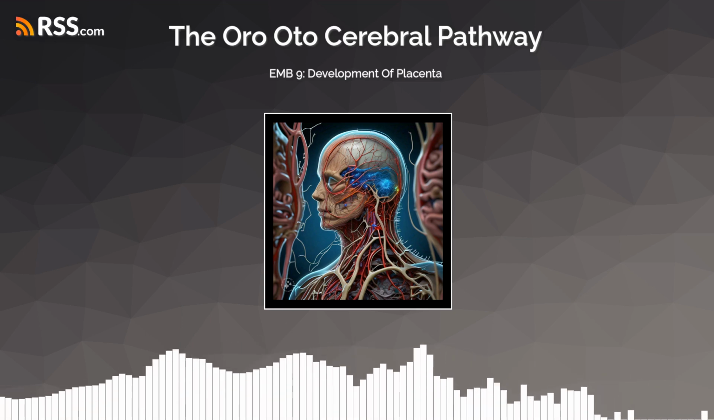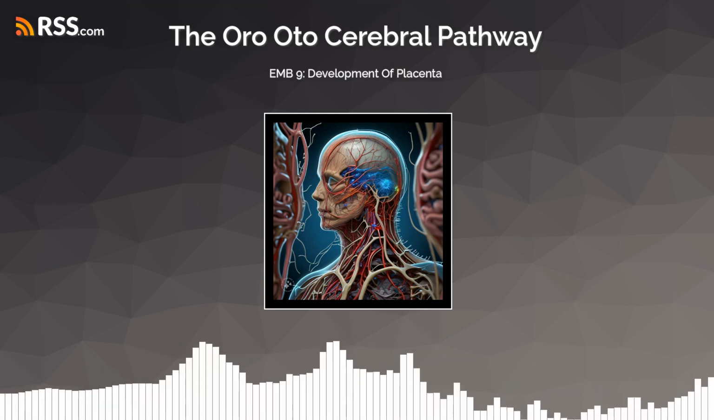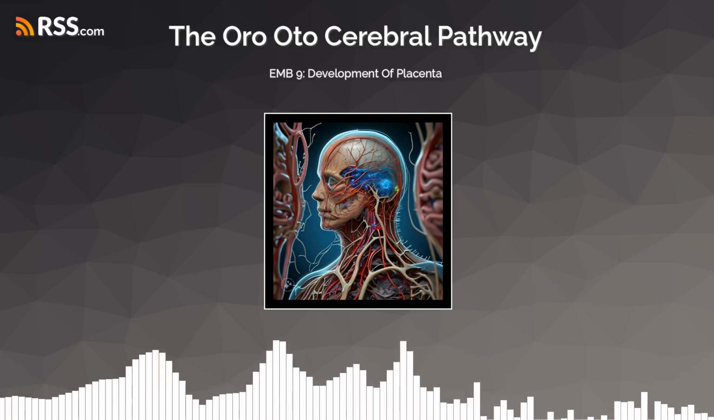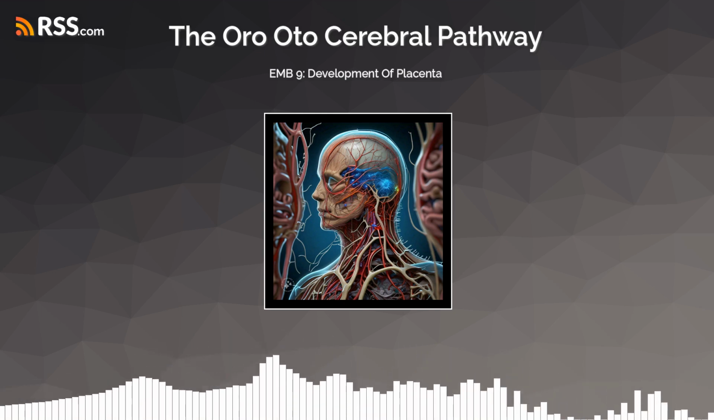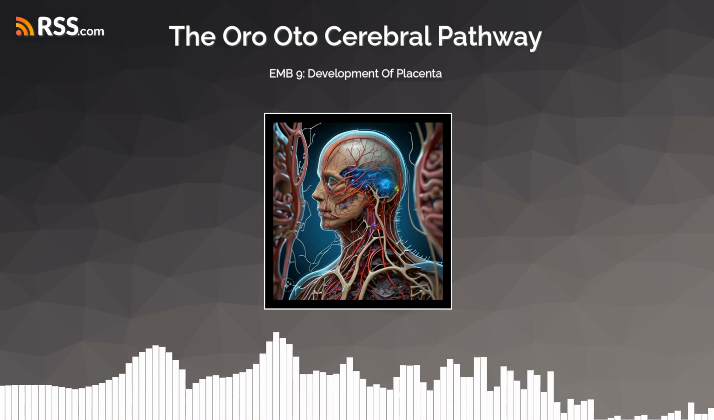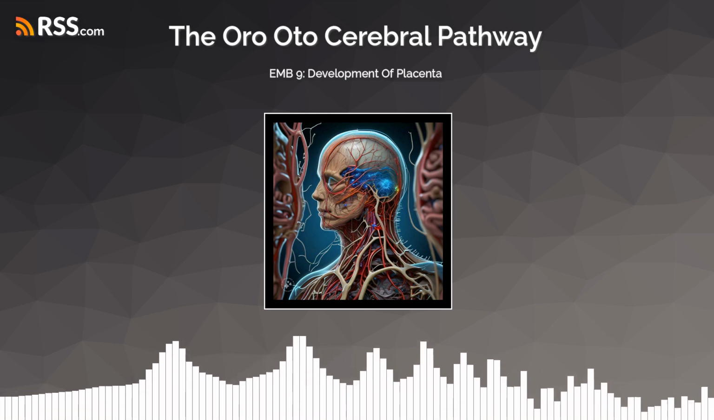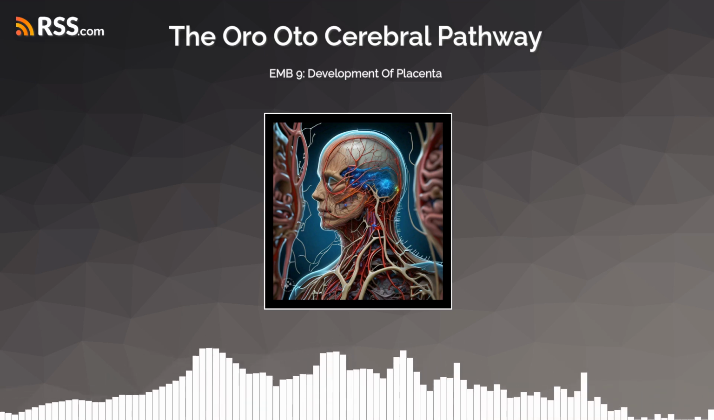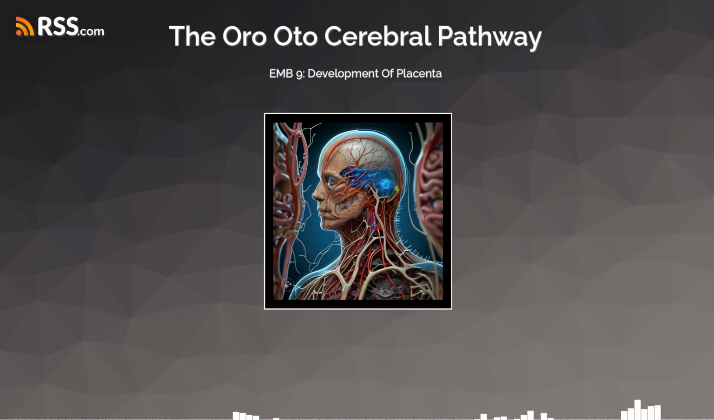So what are the functions of placenta? Well, exchange of metabolic and gaseous products, transmission of maternal antibodies, production of hormones. These are some of the functions. In addition to that, placenta is also a respiratory organ, an excretory organ, and also a supporting organ.